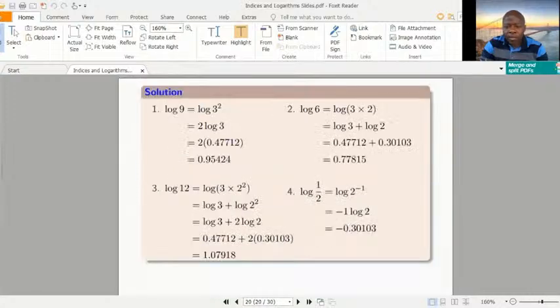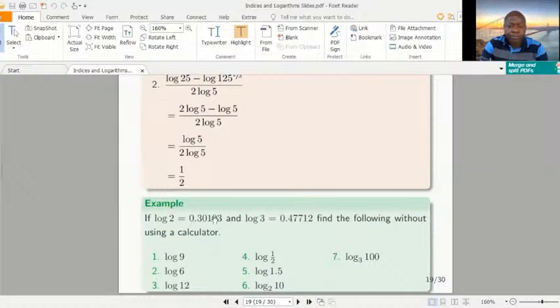Now, I want to show you this example, and then I'll show you the same example using another method. The question is, you're given the log of 2 as 0.30103. You're also given the log of 3 as 0.47712. And we are required to use this to get the log of 9. So this question is about you to think of how to express 9, either in terms of 2, or in terms of 3, or in terms of both 2 and 3. It is upon you to think of how to do this.